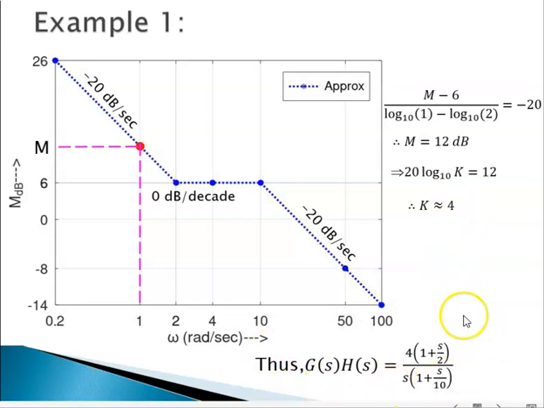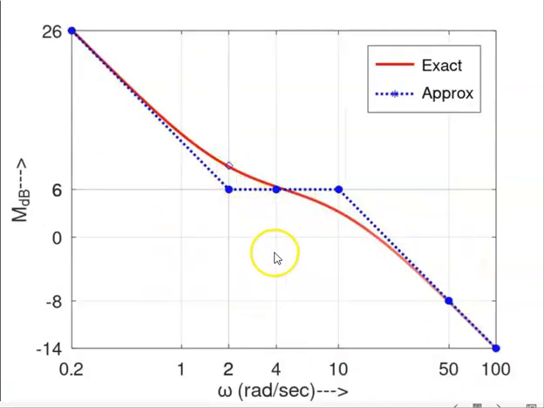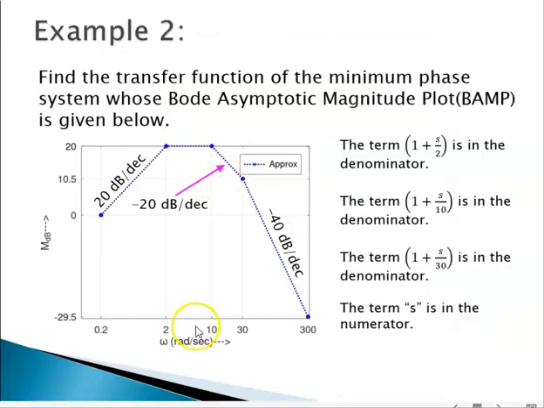This is your transfer function. We will plot the exact graph on it, and you see it matches very closely. The maximum error is 3 dB here, 3 dB here. We'll look at another example of the transfer function of a minimum phase system with a Bode asymptotic magnitude plot, BAMP, given below.